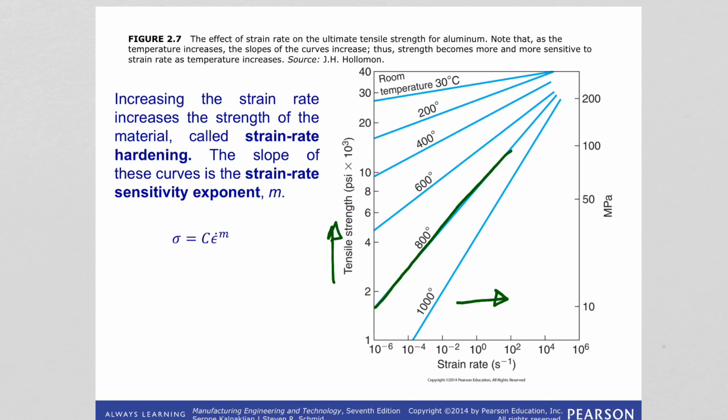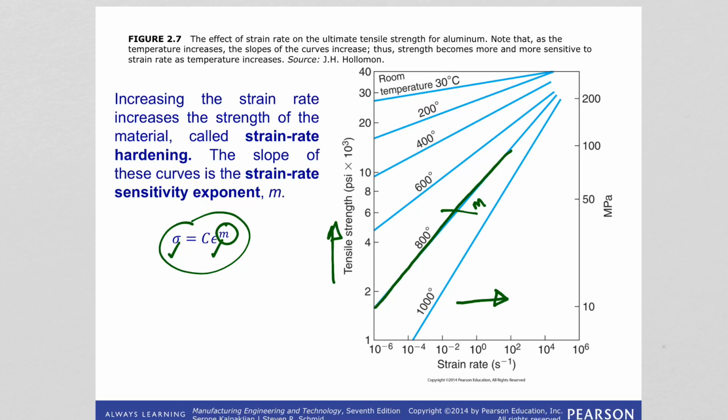And the slope in this curve is m. m is the strain rate sensitivity exponent. How strength changes with the strain rate is given through this equation. So this is strength, this is strain rate, m is the strain rate sensitivity exponent, and C is the strength coefficient.